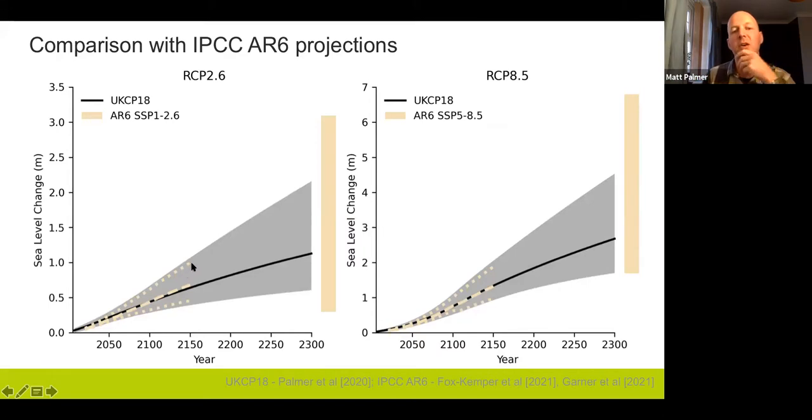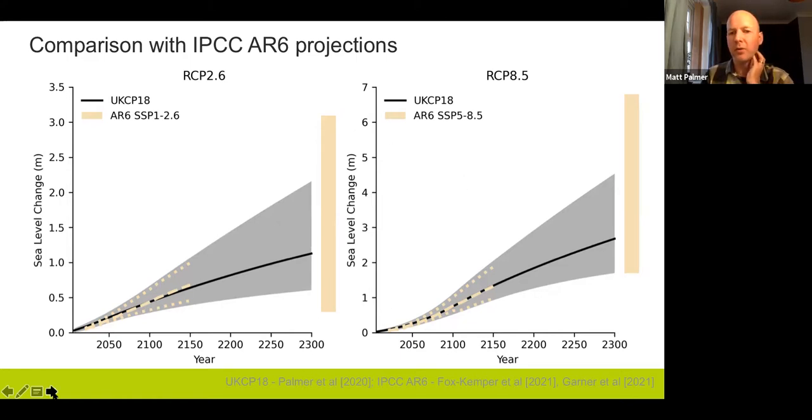And then what they did is, rather than give continuous projections out to 2300, give an assessment of the predicted range at 2300. But all I'm trying to illustrate here is these are highly consistent out to 2150. And then beyond that, of course, there is some additional uncertainty.